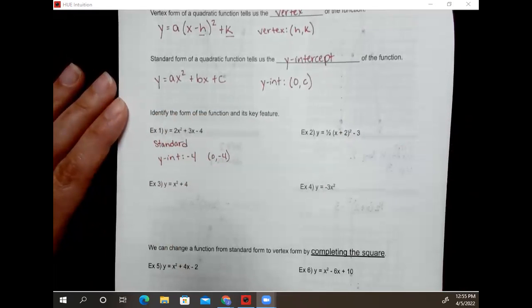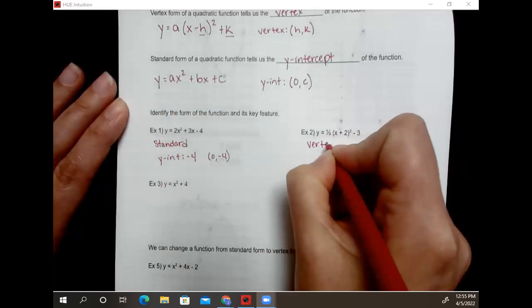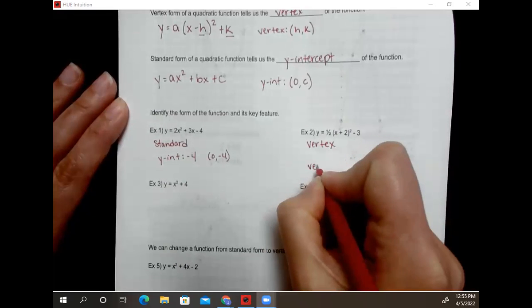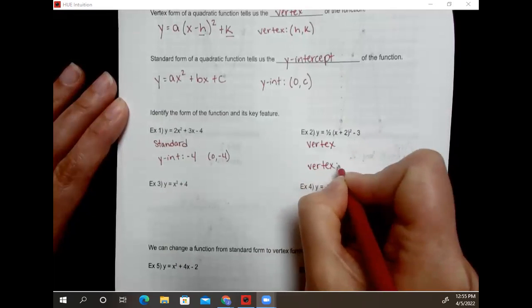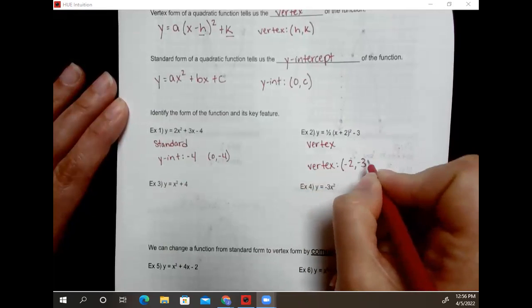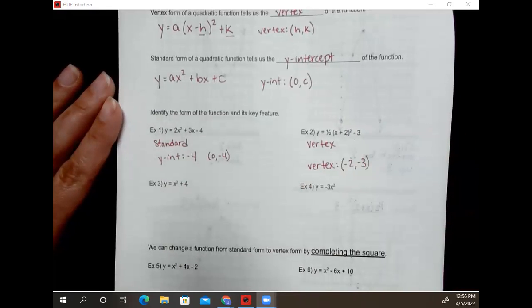How about example 2? What function form do we have there? That's vertex form. Good. And what does vertex form tell me? The vertex. And what is the vertex for this function? Good. -2, comma, -3. Remember, be careful with those signs for the x coordinate.